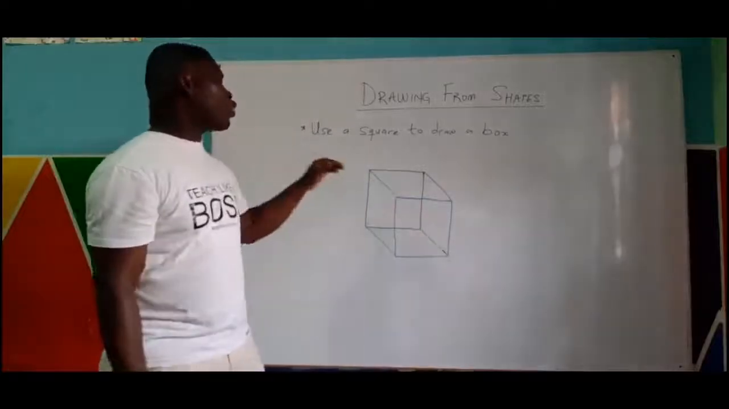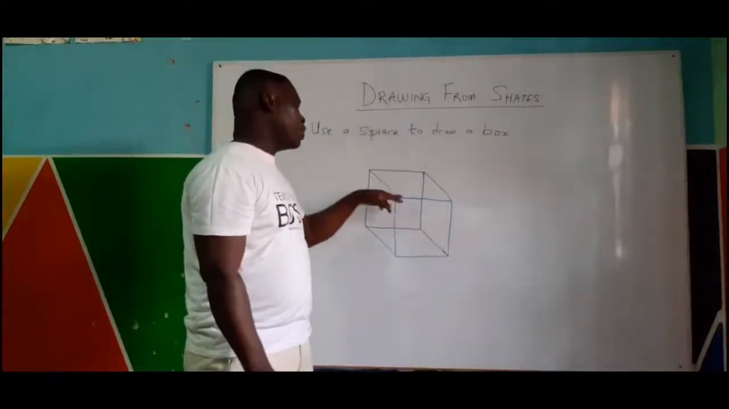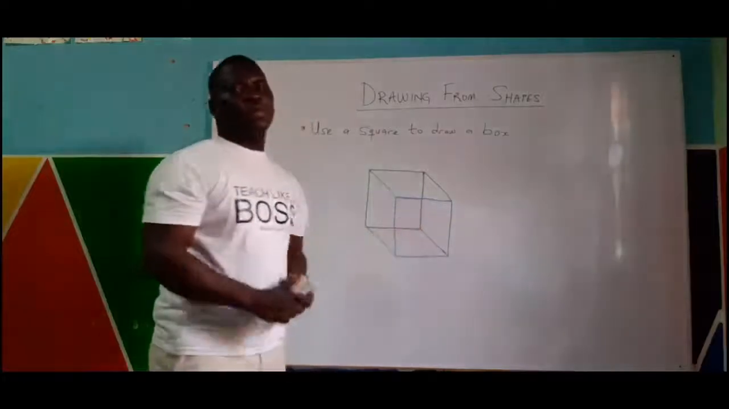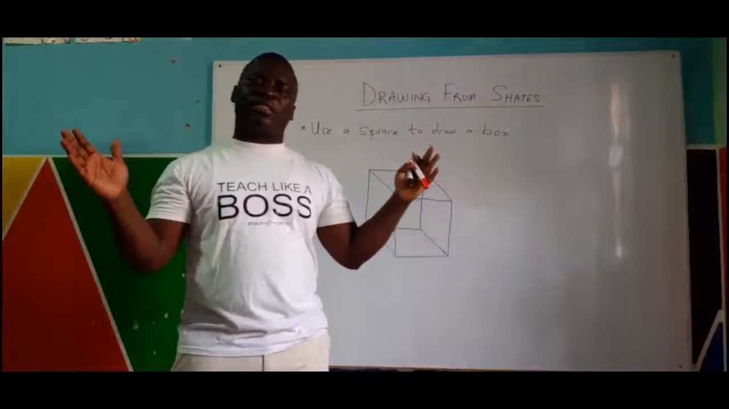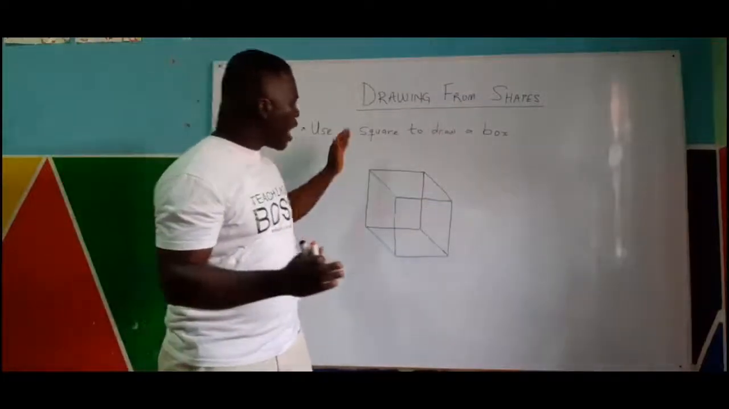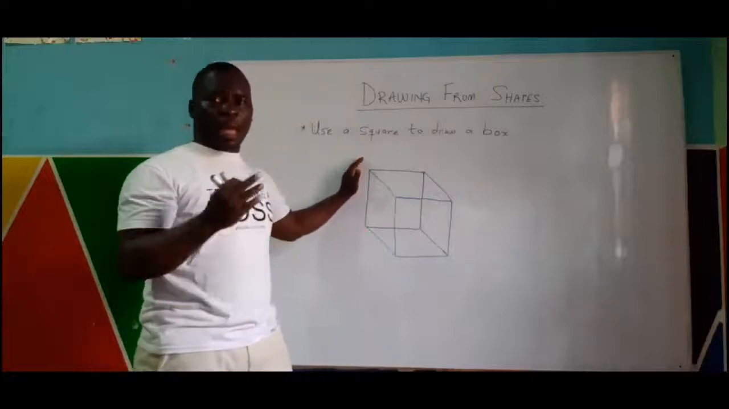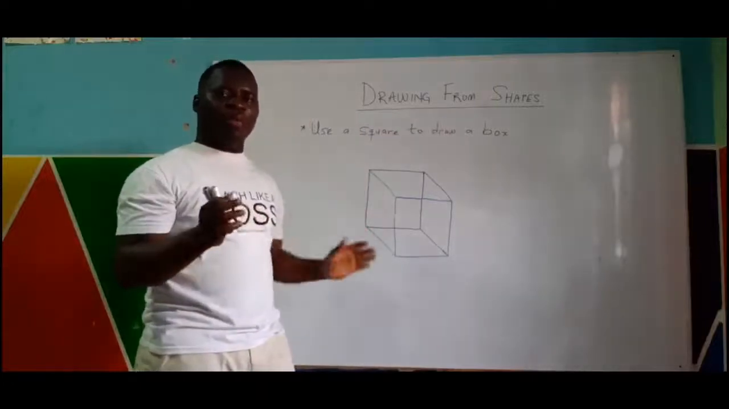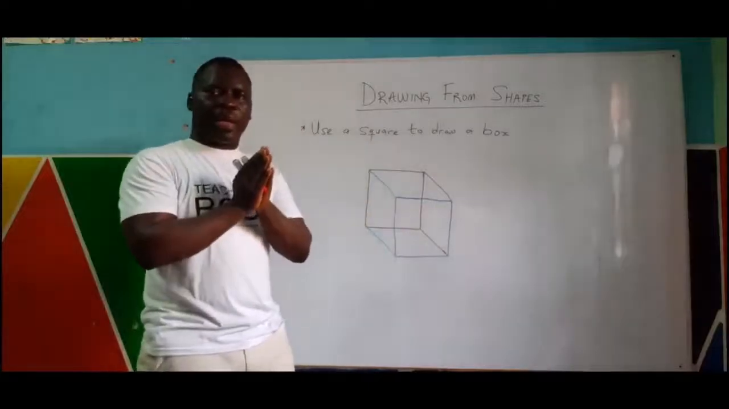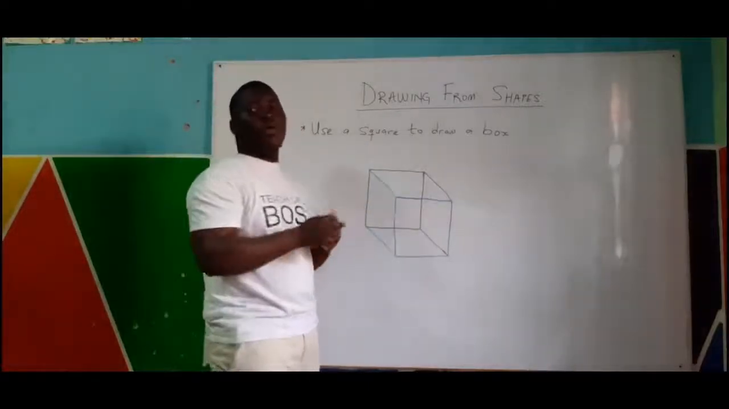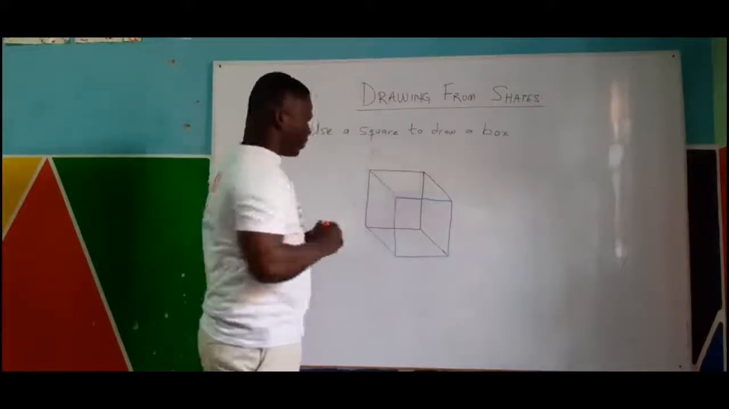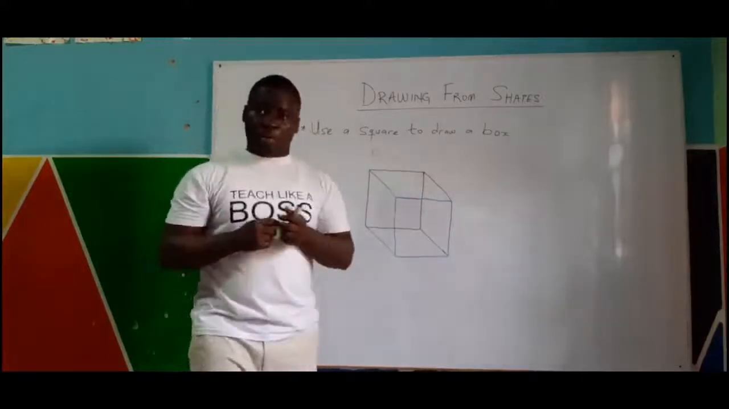We have been able to join 1, 2, 3, 4, 5, 6. We have been able to draw 6 squares, put them together, and we've formed a wonderful drawing, which is a box. Were you able to do so?